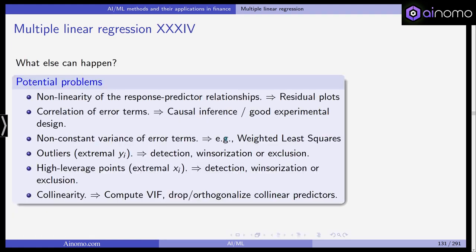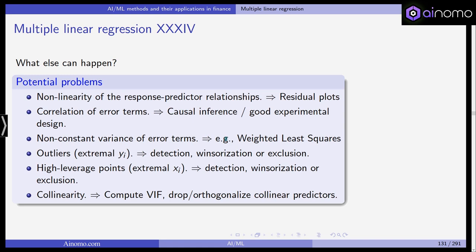Now, what else can happen in multiple linear regressions? There are a couple of problems that I only want to shortly comment on. The first one is non-linearity of the response-predictor relationship. So we have a non-linear relation between x and y. We've seen this. One can use residual plots to identify this problem and then, for example, use a polynomial regression or more sophisticated models. The second problem is a likely correlation of error terms.